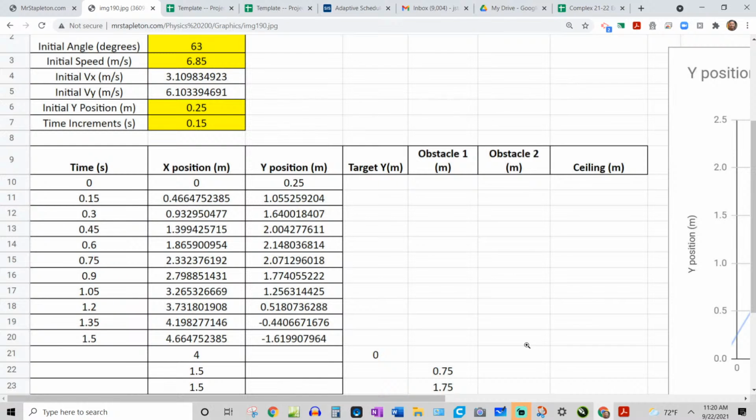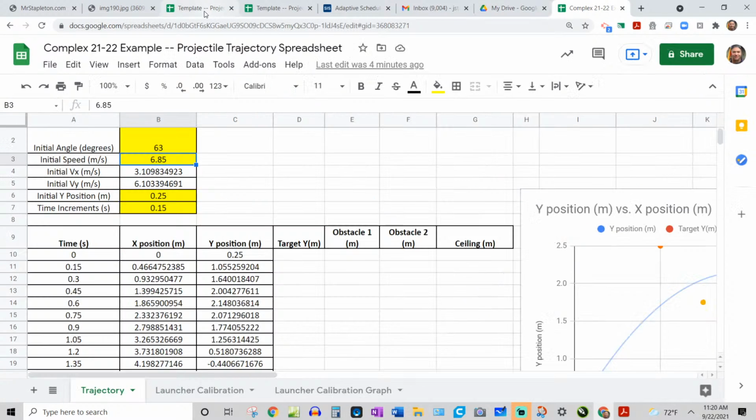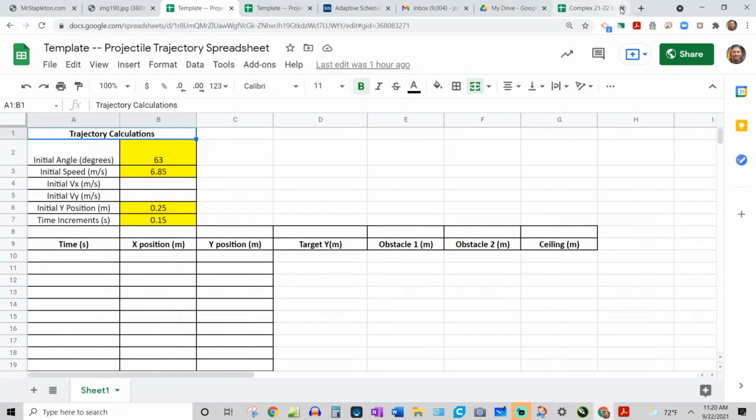And as I do this, sometimes I realize, oh, I've got the wrong thing. I made some dumb mistake, but you'll have plenty of time to fix it. You get pretty much today and tomorrow to work on these spreadsheets. If you need extra time outside of class, then you can do that. I'm going to close this so I don't mess it up anymore.